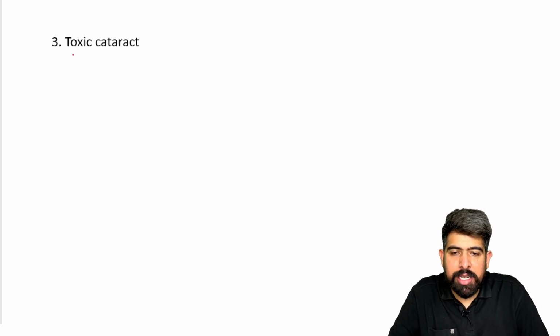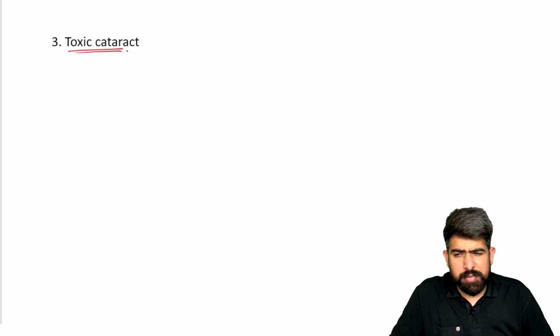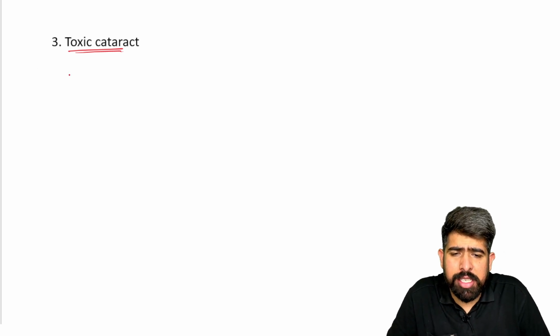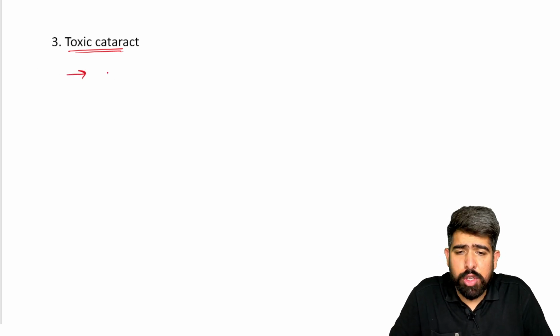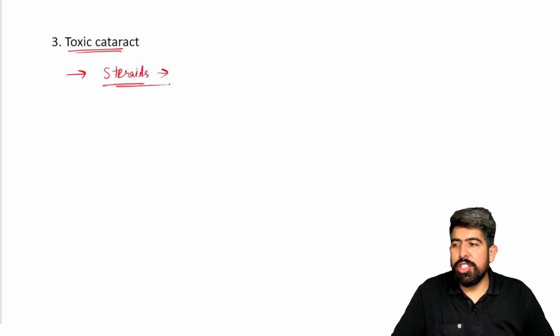Now moving forward, next is toxic cataract. Toxic cataract can be due to toxic substances. First of all, the most common is steroids. If the patient consumes steroids again and again, toxic cataract can occur.